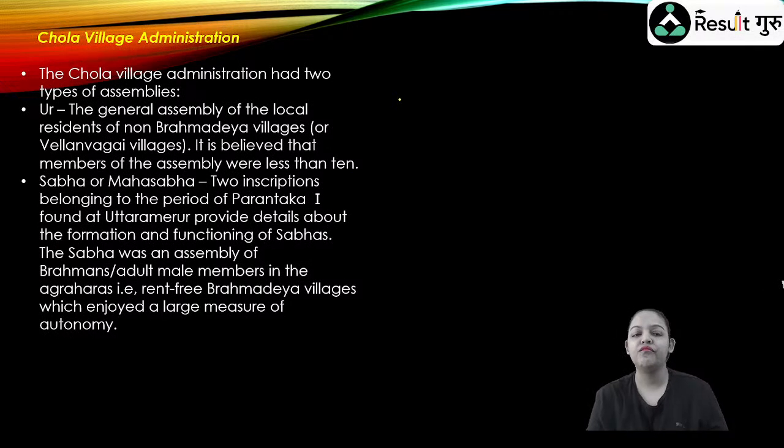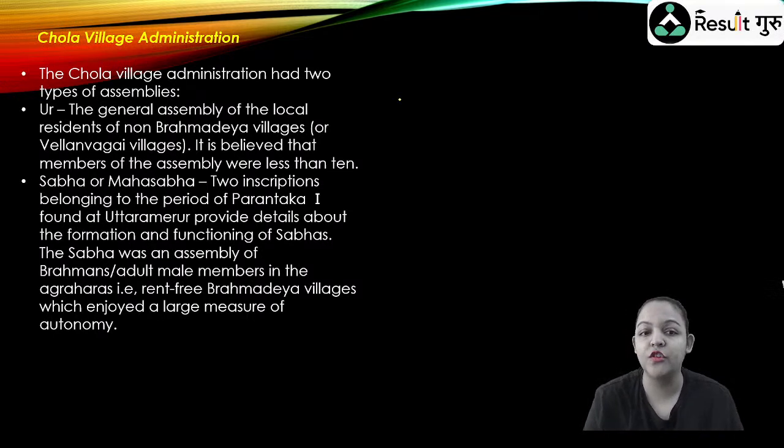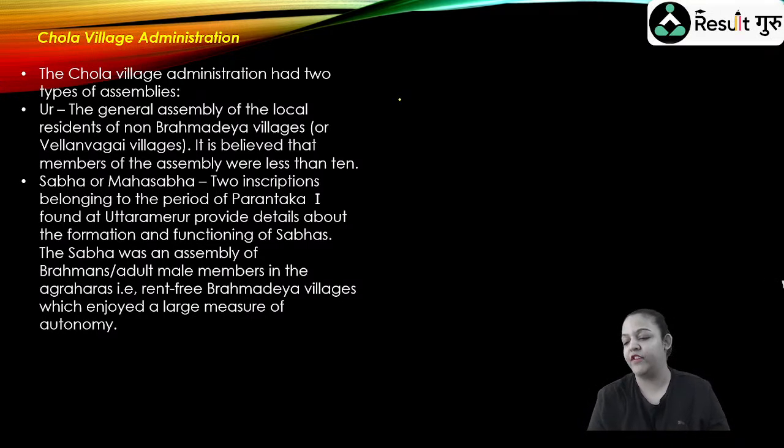The Chola village administration had 2 types of assemblies. First of all, we have Ur, the general assembly of the local residents of non-Brahmadeya villages. It is believed that members of the assembly were less than 10. Now, what do you mean by non-Brahmadeya villages? Brahmadeya villages are basically those villages which have been donated to the Brahmins. They are basically land grants or agrahar, given to Brahmins or to religious institutions.